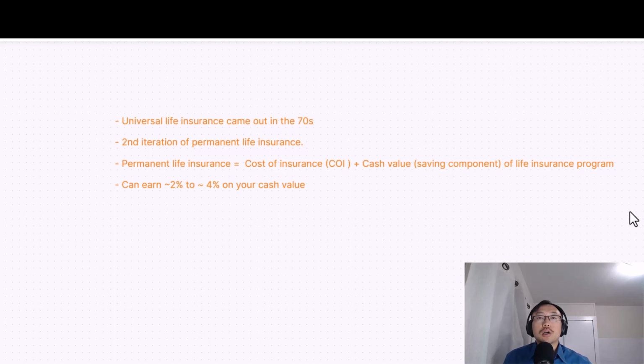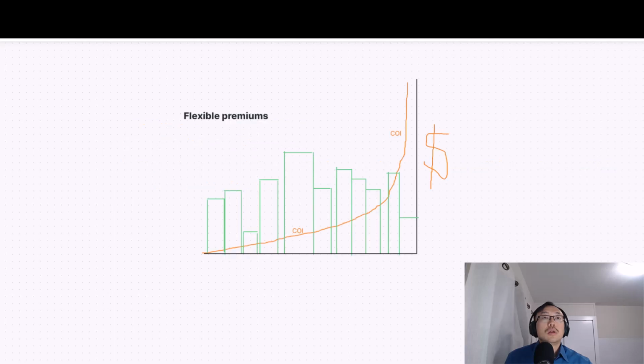Compare that to a whole life where the death benefit was guaranteed as long as the consumer paid their fixed premiums for their whole lives. Similarly, in a whole life insurance, a consumer can earn anywhere from 2 to 4% on their cash value. On the other hand, in a universal life insurance, there are no dividends. So let's see what that looks like on a graph.